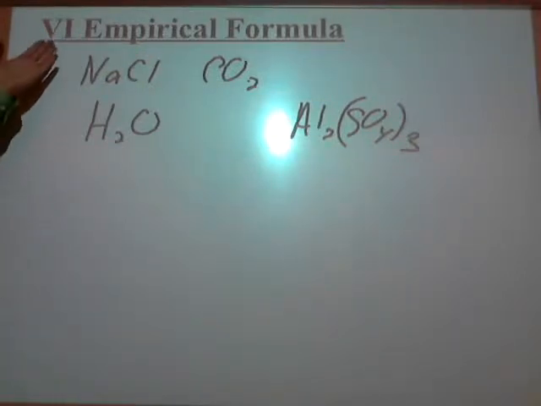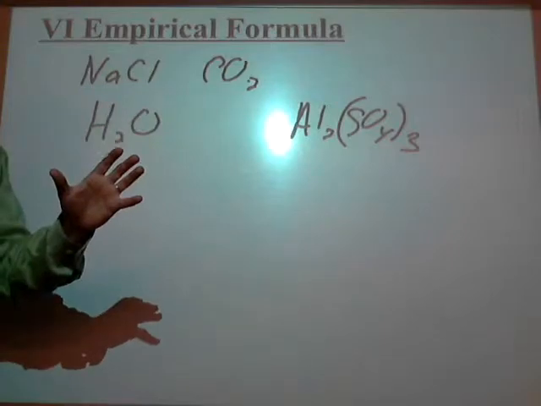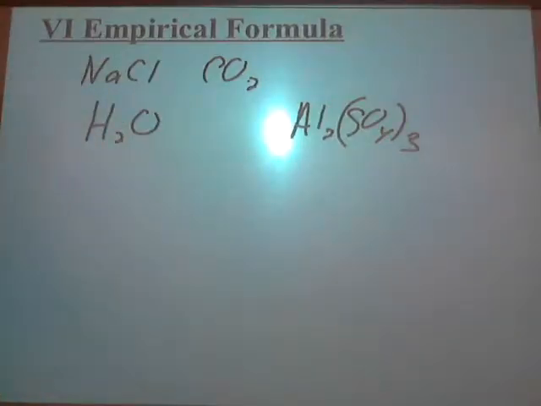Why do I have Roman numeral 6 empirical formulas? Because now we're going to do it backwards. We're going to do it from laboratory data. If I told you how much of an unknown compound consisted of aluminum and sulfur and oxygen, could you work backwards and tell me what the formula was?